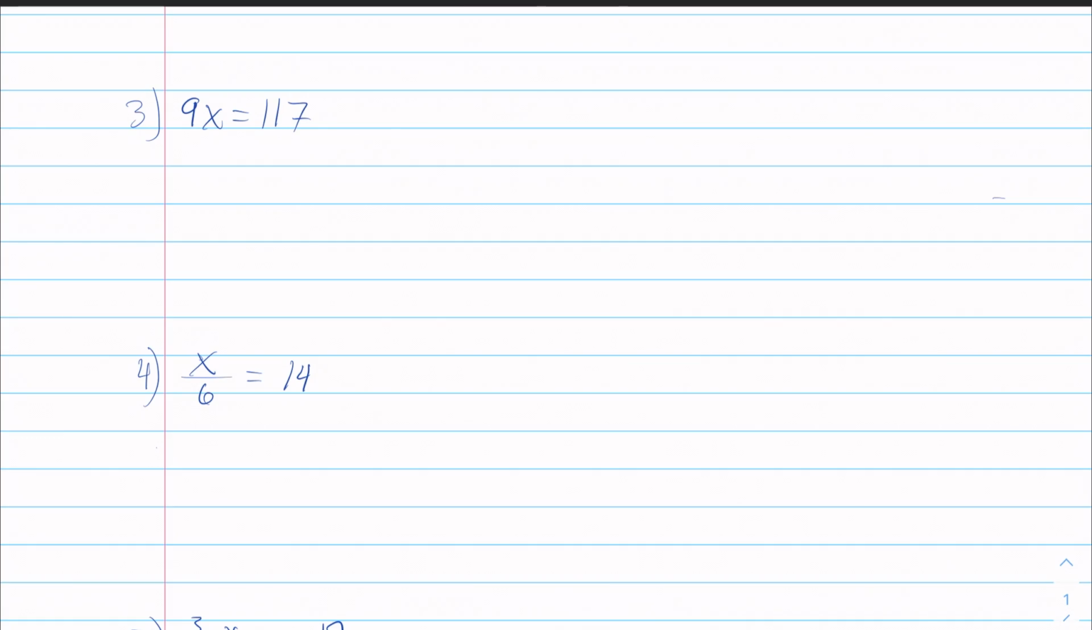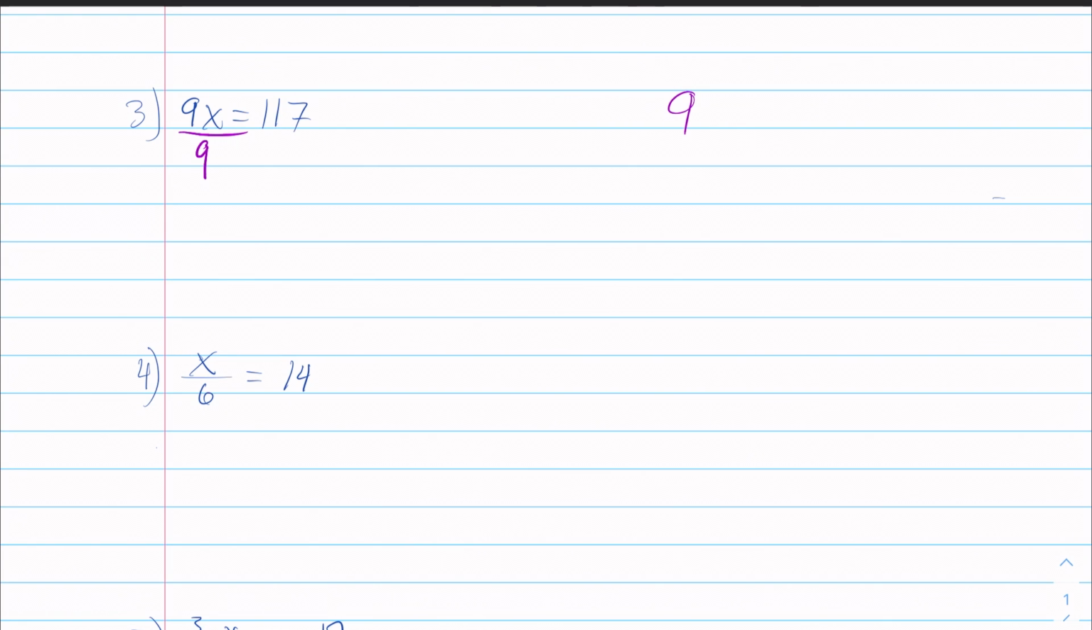Okay, number 3. So here we have x being multiplied by 9. It's not being added or subtracted. So I need to think to myself, okay, if I want to make the multiplication go away, what's the opposite of multiplying? Well, the opposite of multiplying, the inverse of multiplying, is dividing. So I need to divide by 9 instead of multiplying by 9.